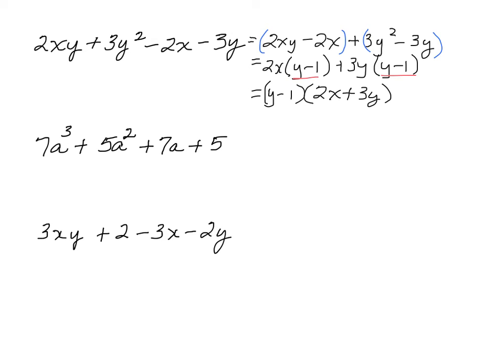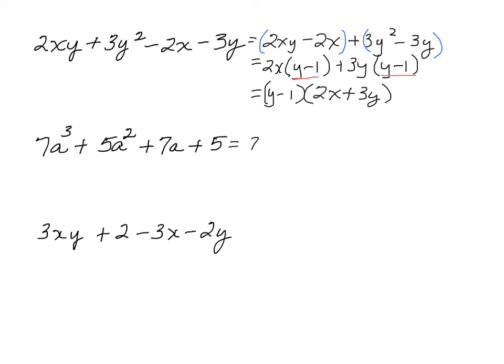All right, let's look at another one. 7a cubed plus 5a squared plus 7a plus 5. Now you might look at the first two terms and say, well, they both have an a squared in common. But if you group them that way, then the 7a and the 5 over on the right side won't have anything in common. So let's rearrange them.